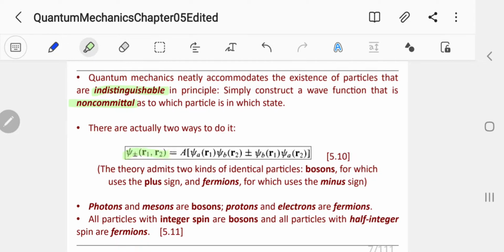This one here. So we set ψ+ to be the non-committal wave function for bosons, and ψ− for fermions.